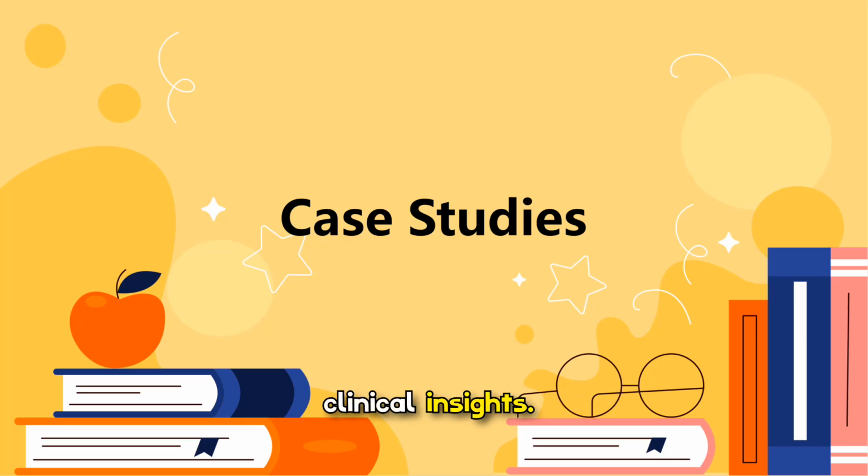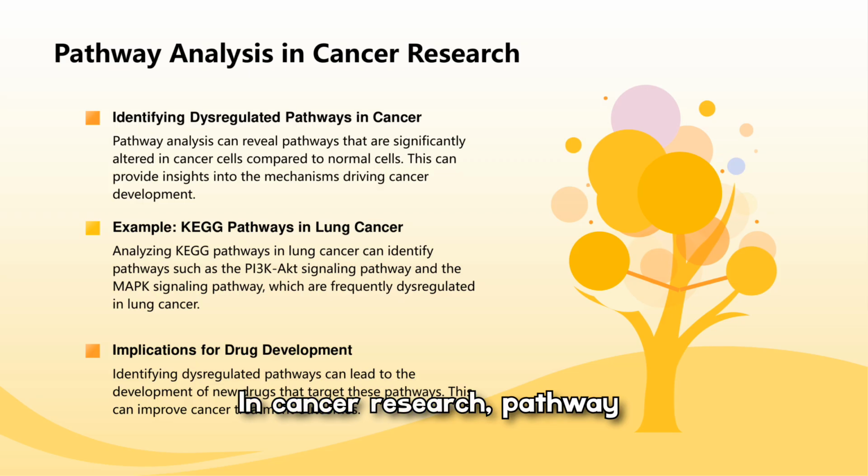In cancer research, pathway analysis can reveal dysregulated signaling routes in tumors compared to normal tissue. For example, KEGG pathway analysis in lung cancer often highlights PI3K-AKT and MAPK signaling as frequently altered, which provides leads for targeted therapy development and hypothesis-driven drug discovery.